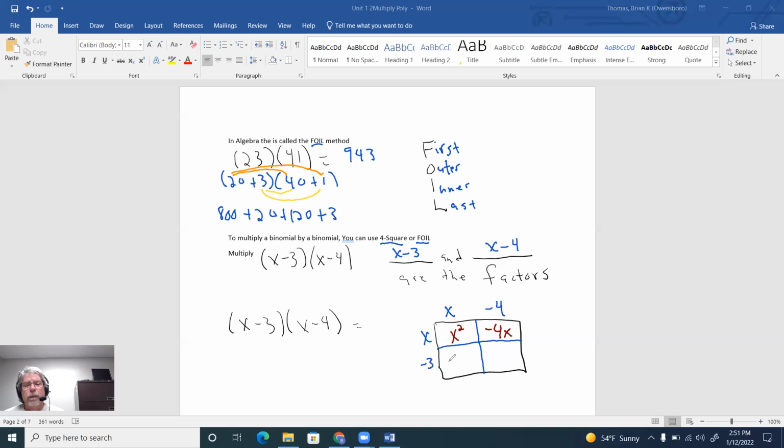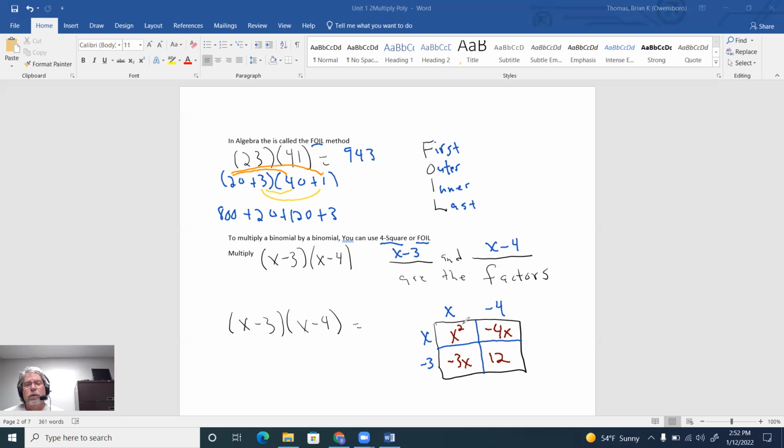-3 times x is just -3x. And -3 times -4 is a positive 12. Now, we're supposed to add these together, but remember, we can only combine like terms. And since we're dealing with polynomials, it's a good idea to start with the highest degree, working down to our lowest degree. And you remember, the degree is the exponent.